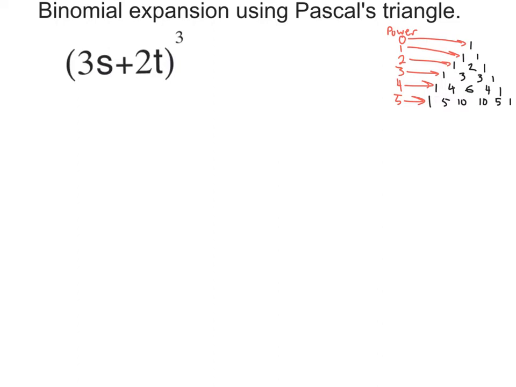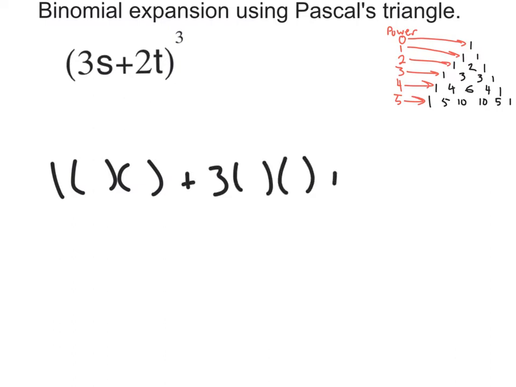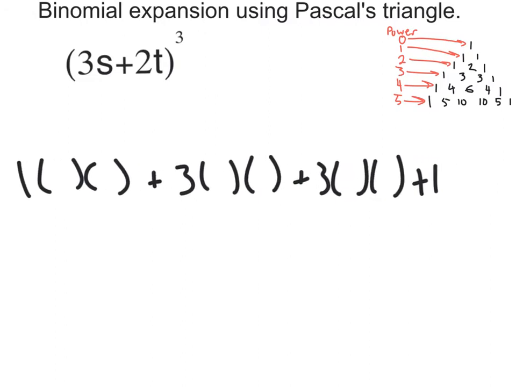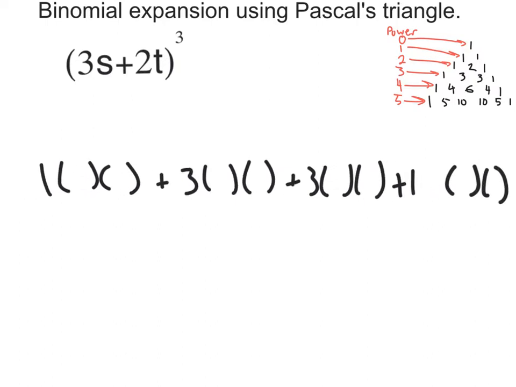We're going to write a 1 followed by 2 parentheses, a 3, let's put a plus sign right there, followed by 2 parentheses, a 3 followed by 2 parentheses, and a 1, followed by 2 parentheses. And there's more to it.